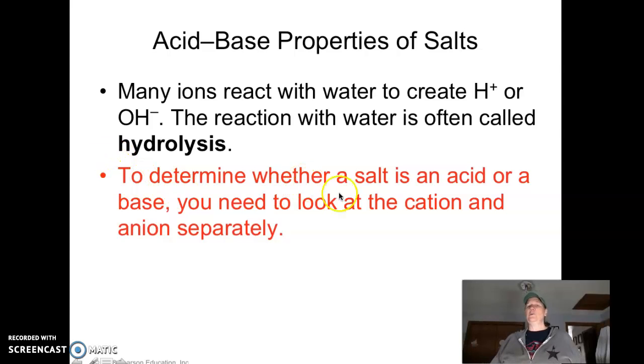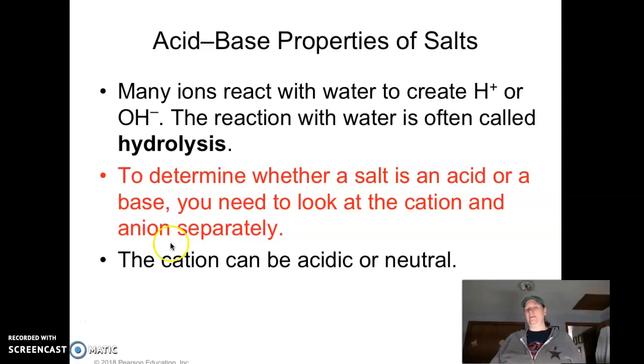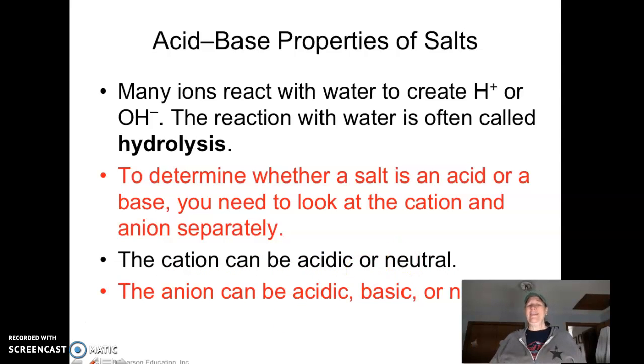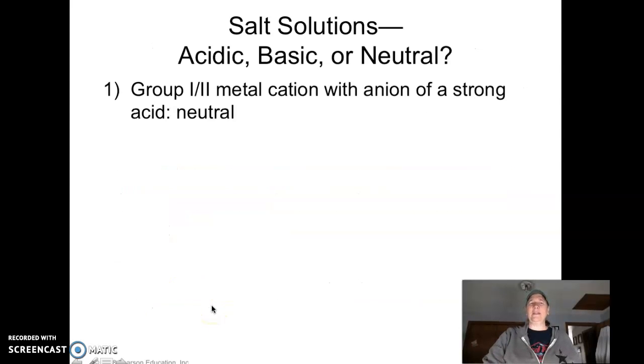To determine whether a salt is an acid or a base, you need to look at the cation, the positive metal, and the anion separately. The cation, the metal, can either be acidic or neutral. It can't be a base. The anion, because nonmetals have so many more electrons to deal with, can be acidic, basic, or neutral. So they're more flexible. The cation can be acidic or neutral, while the anion can be all three. So you can determine that.